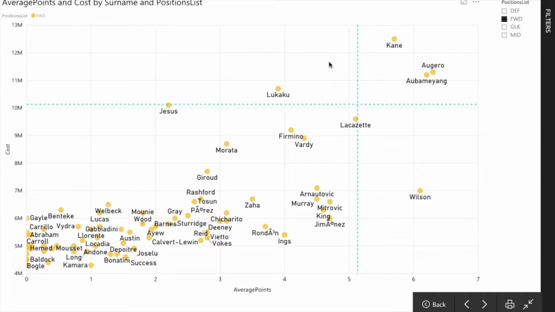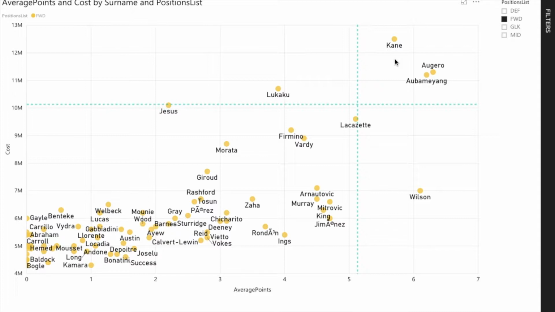So in terms of the top 5% of average points and the top 5% of costs, we are left with this box, and the people in that box are our premium forwards. We are left with Aguero, Aubameyang, and Harry Kane. So if you are going to invest in a premium forward for game week 16, I suggest you invest in Aguero, Aubameyang, or Harry Kane.